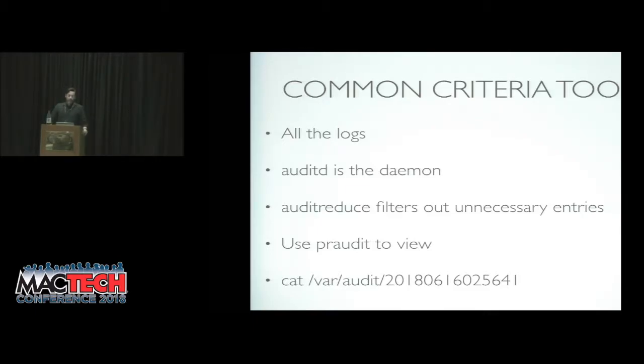Common Criteria tools, all the logs. Common Criteria is a set of standards such that every single action that you do on the machine can be tracked. auditd is the daemon that Common Criteria would run as. And then audit_reduce allows you to filter out all the unnecessary entries. When you enable the Common Criteria tools, you'll suddenly start getting just gobs and gobs of logs. You can use the praudit command to view these, and they're in /var/audit.